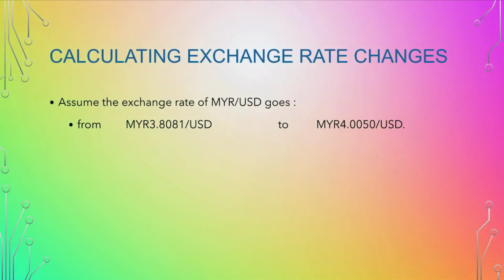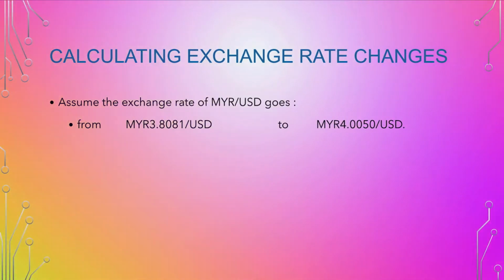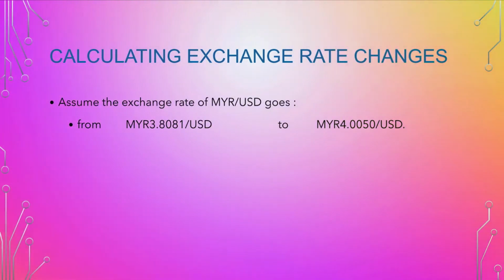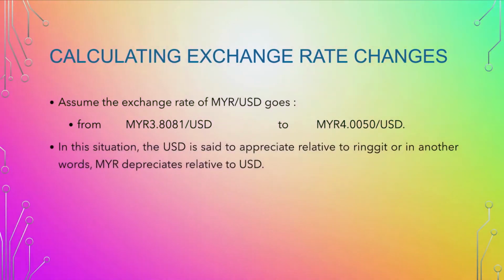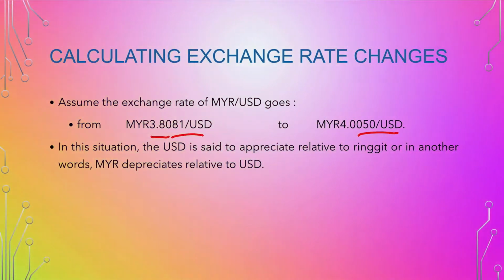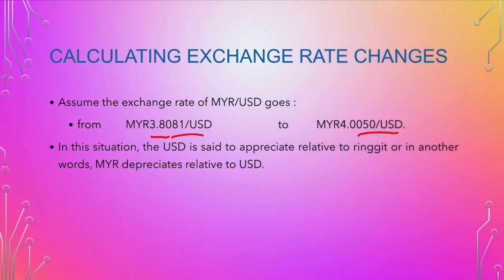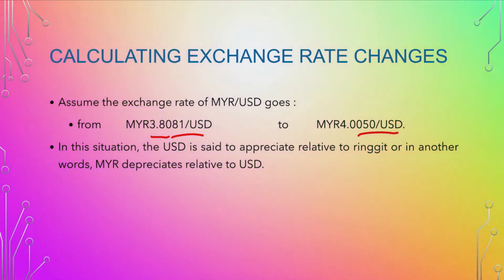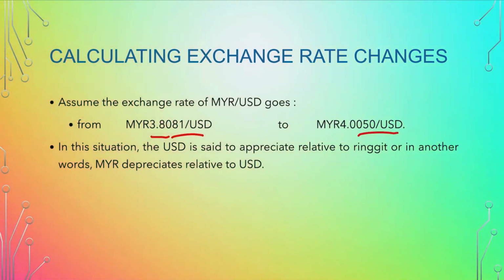How to calculate? Let's assume the exchange rate of Malaysian ringgit per US dollar goes from 3.8081 ringgit per US dollar to 4.0050 per US dollar. So that is the difference from 3.8 to 4.0. In this situation, the USD is said to appreciate relative to the ringgit, or in other words, the Malaysian ringgit depreciates relative to USD. Why is that?